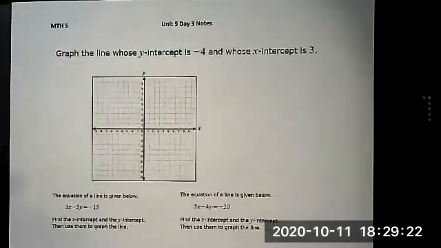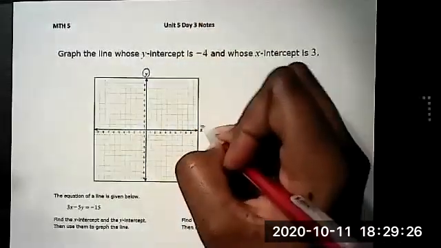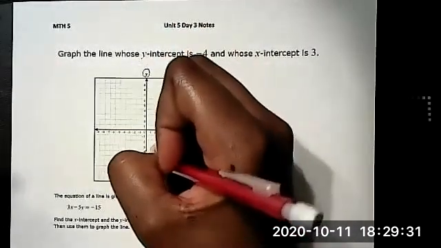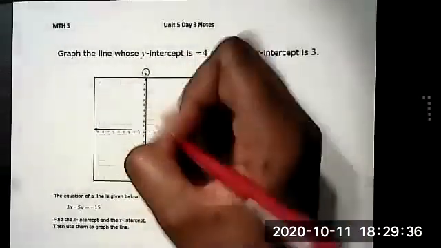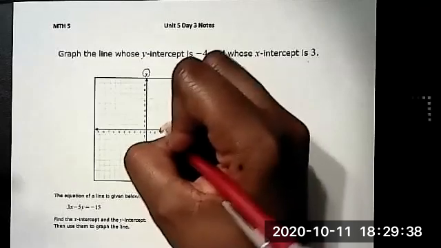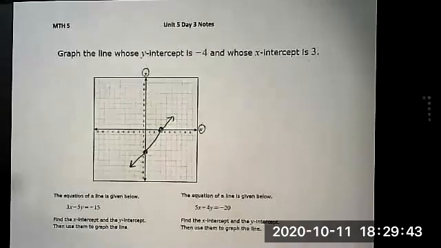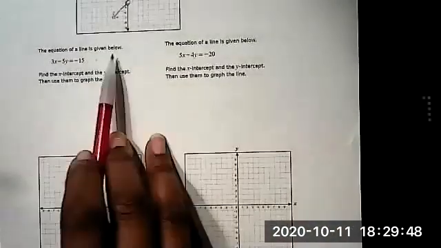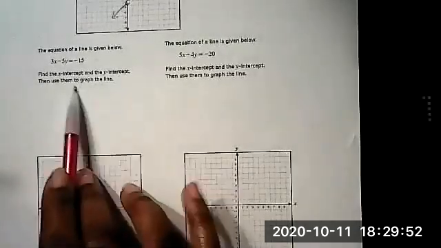Okay. Graph the line whose y-intercept is negative 4. So y is here, x is here. Y-intercept is this line here. At negative 4, you'll put a dot on your y. And x-intercept is positive 3. Positive 3, you'll put a dot there. And then you just connect them. Okay? That's how you graph it. Now, it says the equation of the line is given below. Find the x-intercept and y-intercept and then use them to graph on this graph.